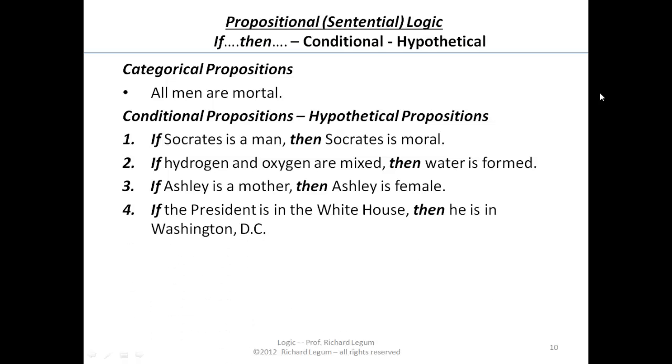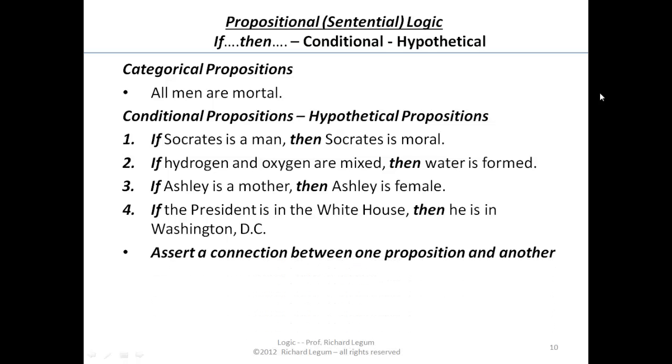And here's another one to think about. We're going to think about this a lot because if we use this particular example, we're going to remember which inferences using if-then are good and which aren't. That is, if the president is in the White House, then he is in Washington, D.C. The idea behind this conditional is that the White House is in Washington, D.C. So if the president's in the White House, he is in Washington, D.C.